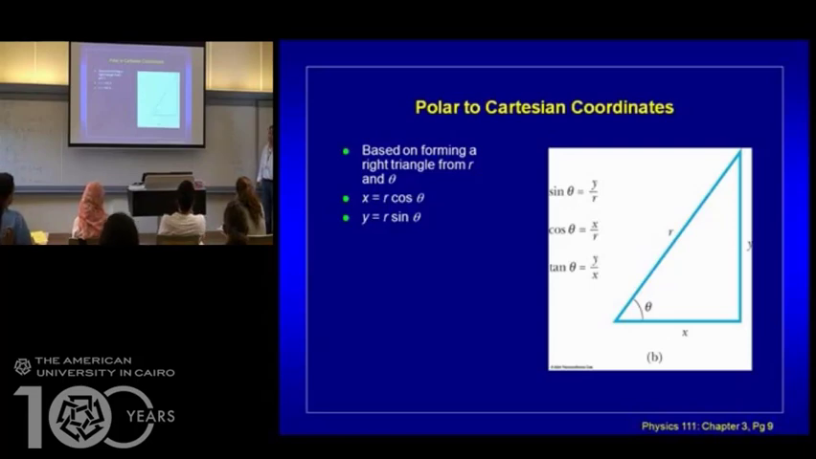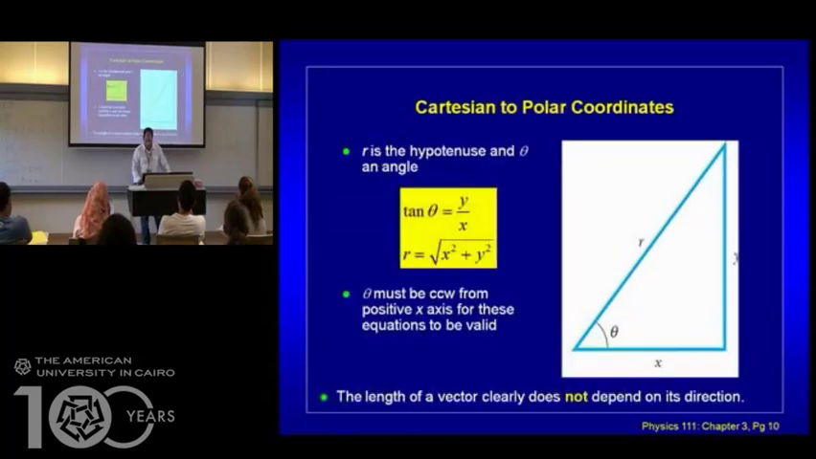But usually, we define the angle theta by the angle between the positive x-axis and the vector. So this is going to be x according to the definition, and this is going to be the y. But if you reverse it, that's okay. As long as you know what you are doing, that's okay.